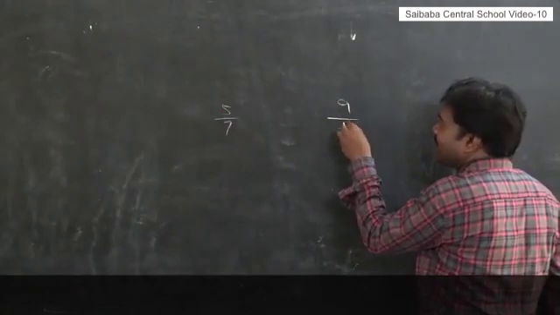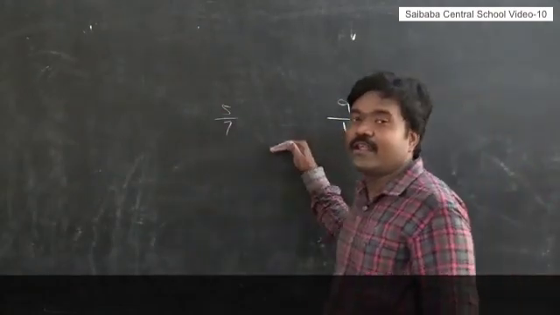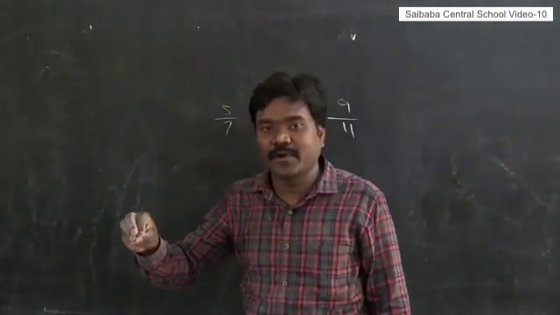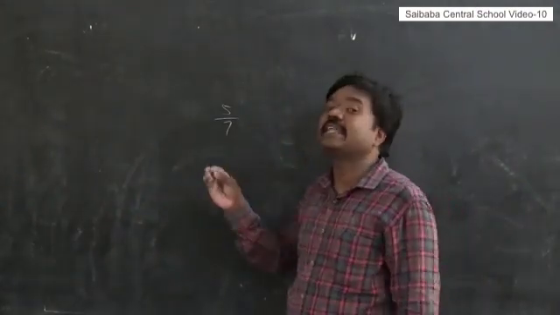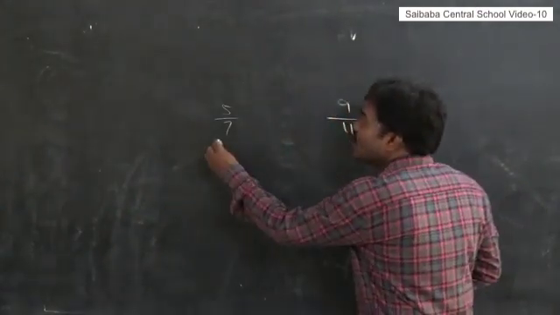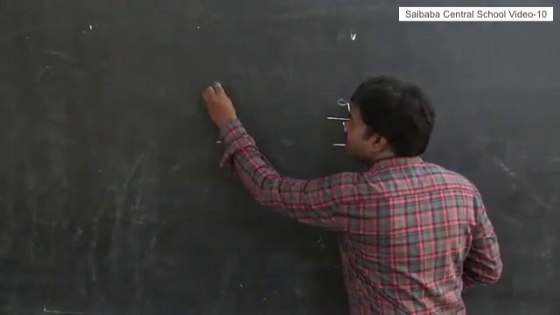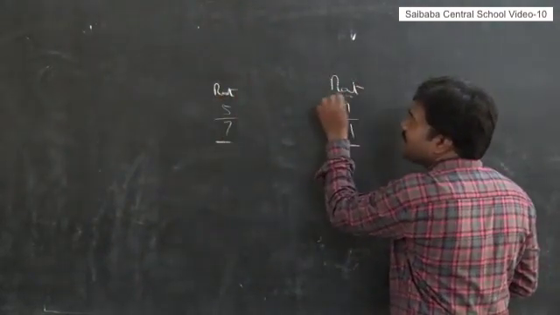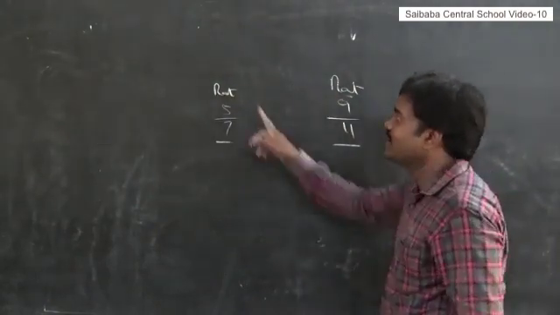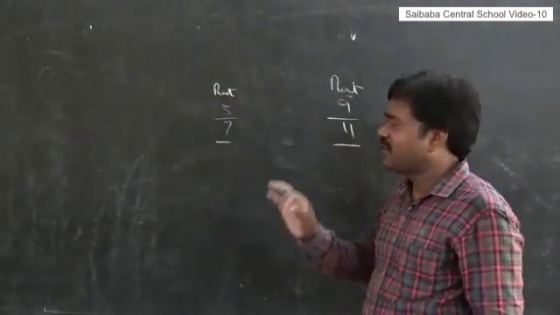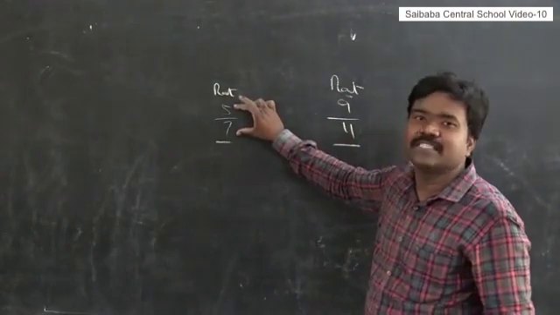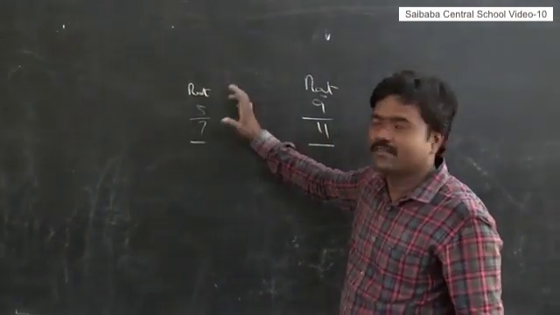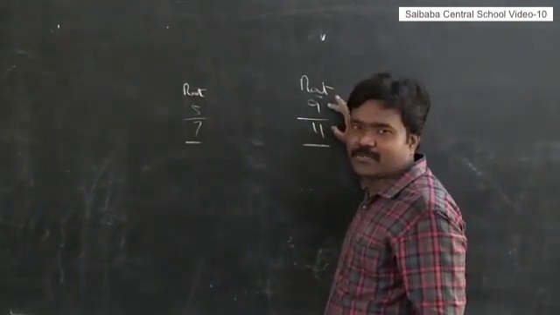He is asking to find irrational numbers. This is question number 8 from exercise 1.3. Find irrational numbers between two rational numbers. This is rational, this is also rational, and he is asking for irrational numbers between these two. Very simple. First you convert 5 by 7 into decimal expansion, and this one also into decimal expansion.